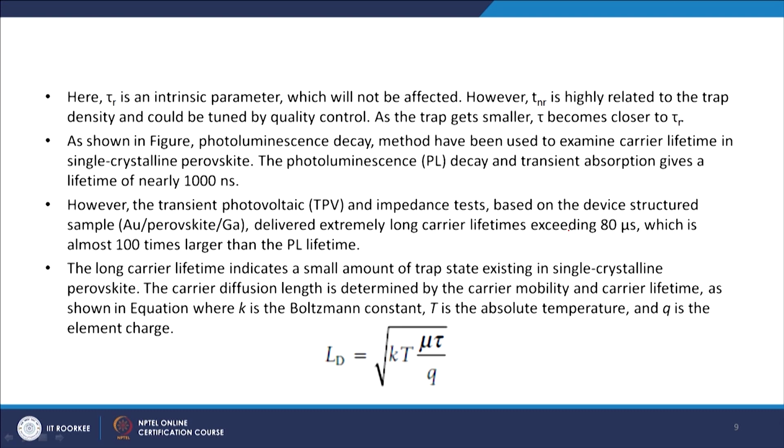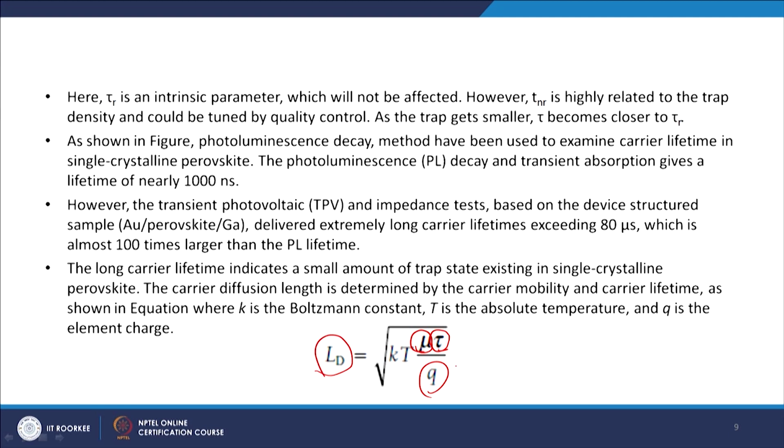LD is equal to the square root of kT mu tau by q. Here, k is the Boltzmann constant, T is the absolute temperature, mu is the mobility of the charge carrier, tau is the lifetime, and q is the charge. So, one can also find the carrier diffusion length by using this equation.